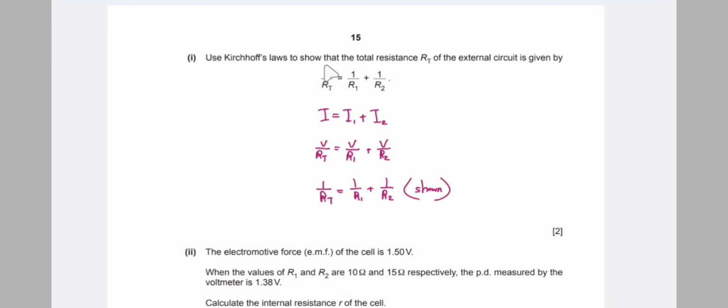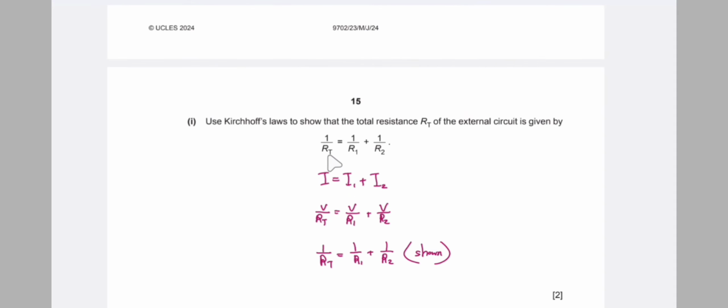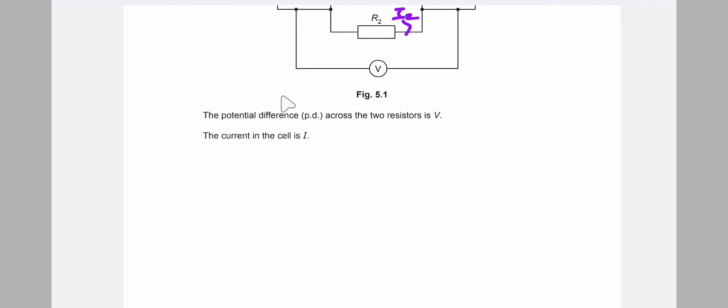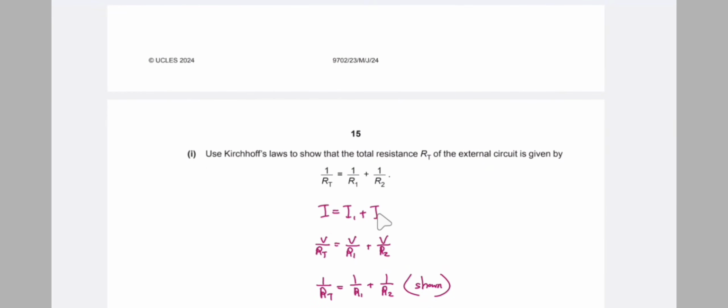Use Kirchhoff's law to show that the total resistance of the external circuit is given by 1 by RT is equal to 1 by R1 plus 1 by R2. So we need to show this equation. We know that the current entering a junction is equal to the sum of the currents leaving the junction. That is, I is equal to I1 plus I2.